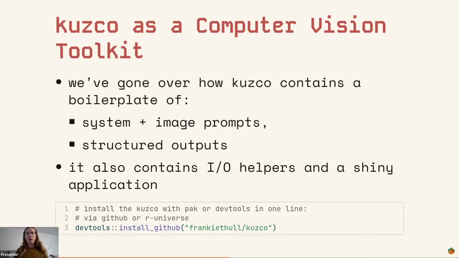So we've gone over the system and image prompting for Cusco. We've also discussed structured outputs and how Cusco handles its outputs. But as a computer vision toolkit, I've also built a few different input and output helpers and a Shiny application, making it a one-stop shop for any kind of computer vision analysis that you may need to do. And you can see here, it's super easy to install Cusco through GitHub or R Universe. You can install it with one line of code, either through DevTools or Pak.